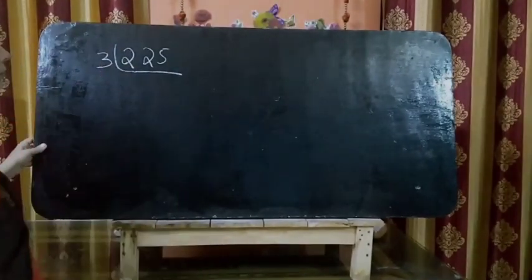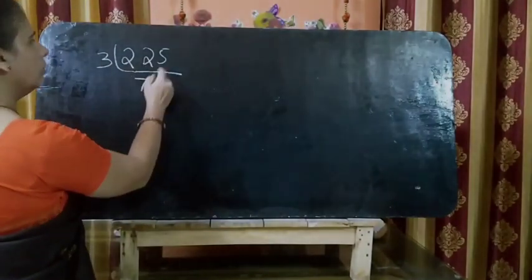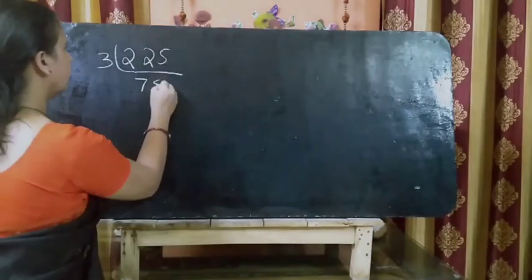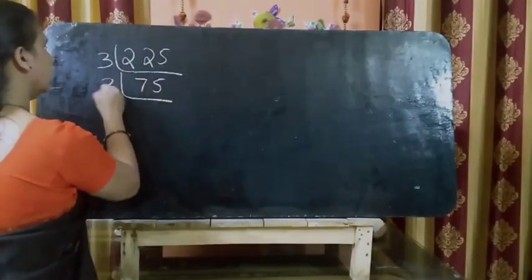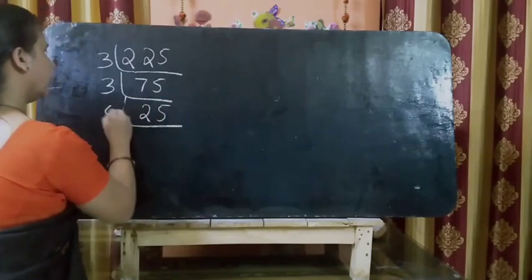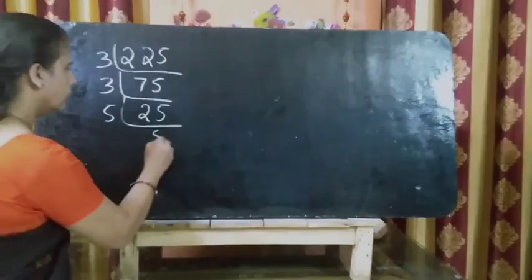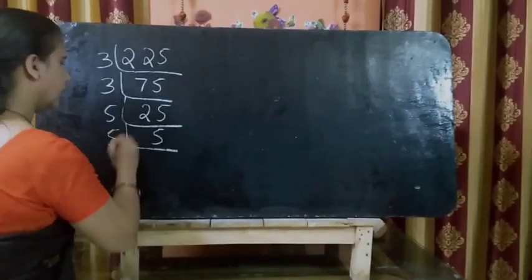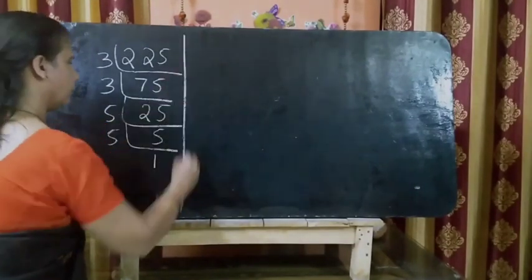Factor 3. 7 3s are 21. Then the number will become 15. 5 3s are 15. Factor is 3. 2 3s are 6. 5 3s are 15. Factor is 5. 5 5s are 25. Again factor is 5. 1 into 5, 5.